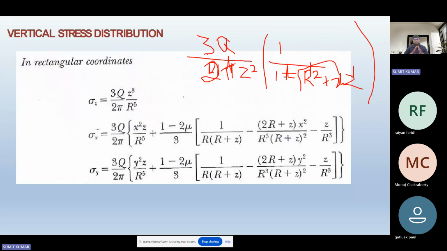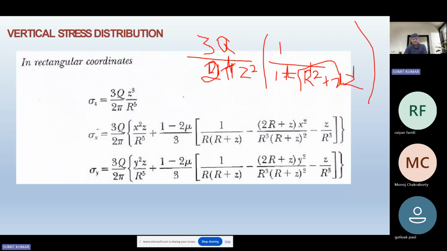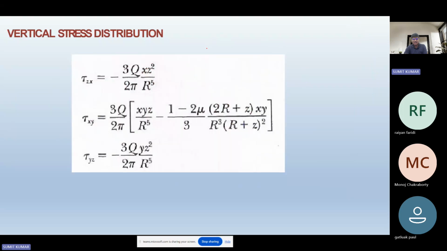But you need to understand some more points: what is r, what is z, what is q. So over here Q is the load which is applied. As you have seen from this slide, Q is the load applied at the soil cross section. With respect to that, we are going to calculate the stress developed at various cross sections, right? So over here you see that the sigma z, sigma x, sigma y equations are mentioned. In addition to that, tau zx, tau xy, tau yz are mentioned.